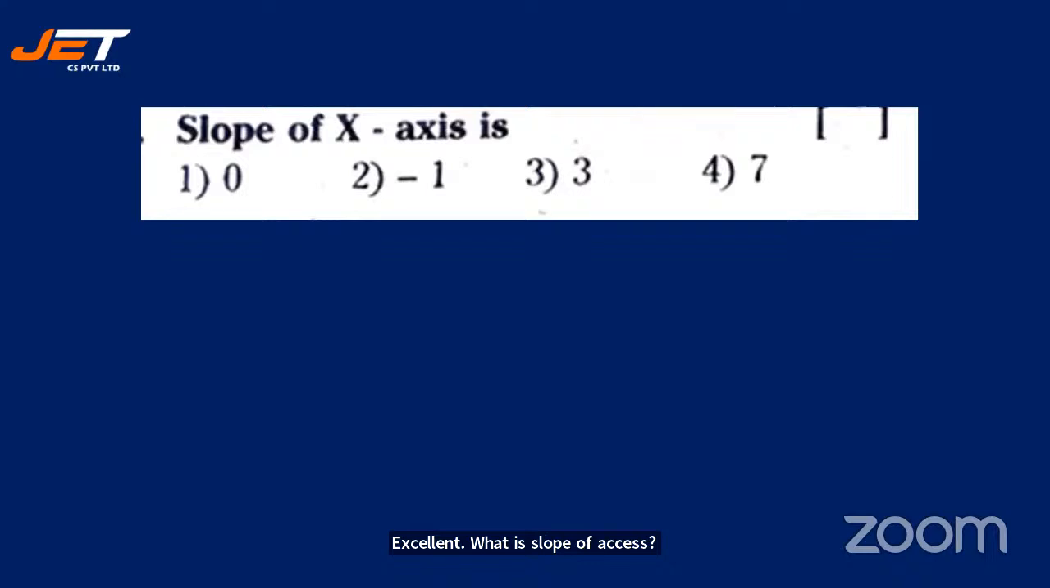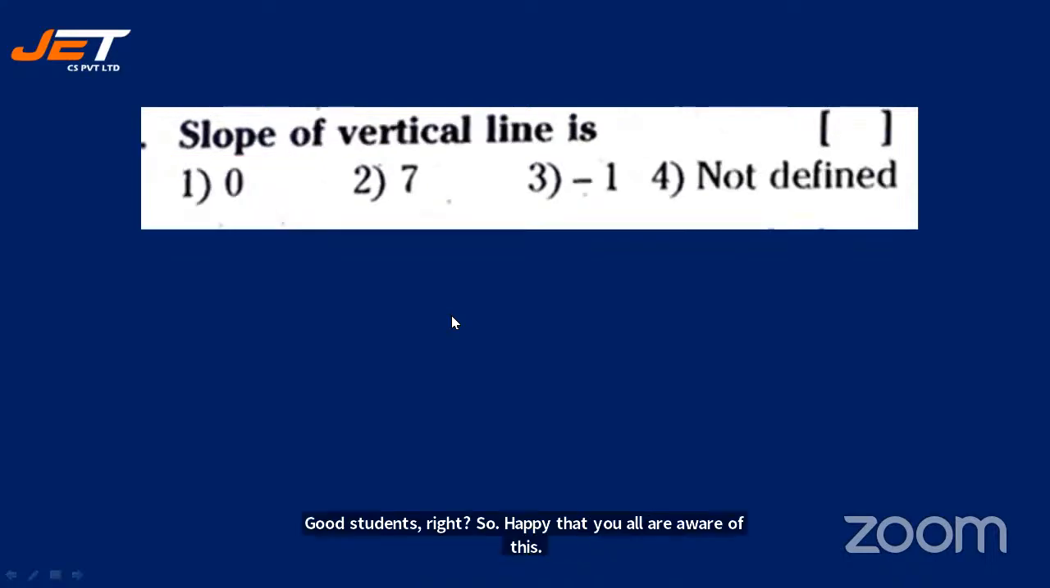What is the slope of the x-axis? Yes, this doesn't require time at all. You just have to tell me, that's it. Let's see how many are there. What's the answer? It is 0. Fine, right? Almost all are giving me option 1, which is the right answer. Perfect, good students. Happy that you all are aware of this. Let's move on to the next question.